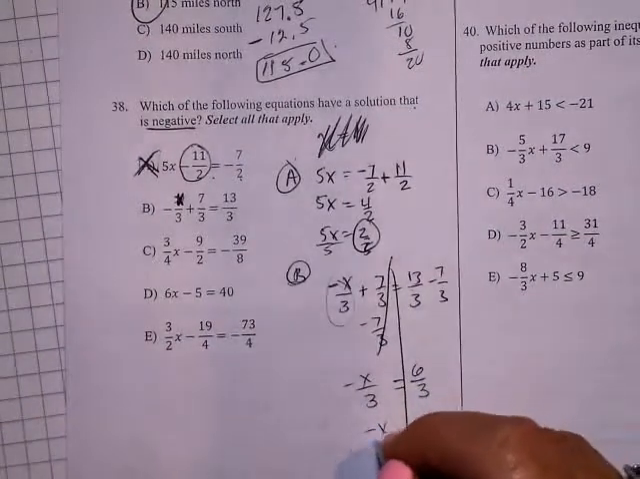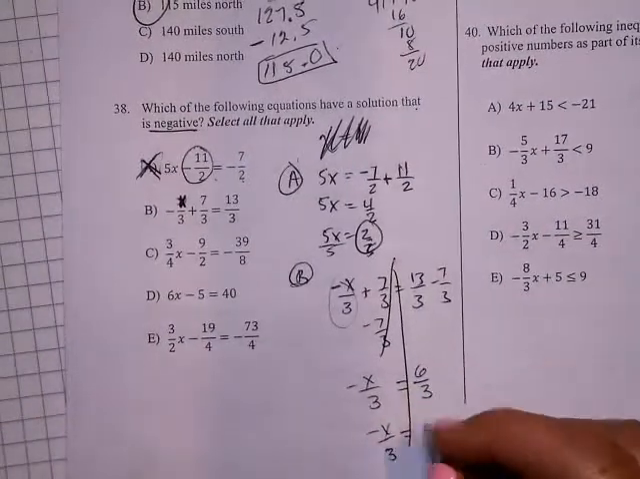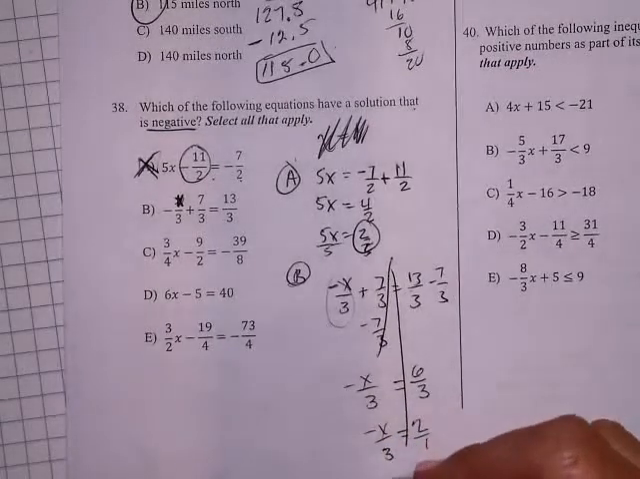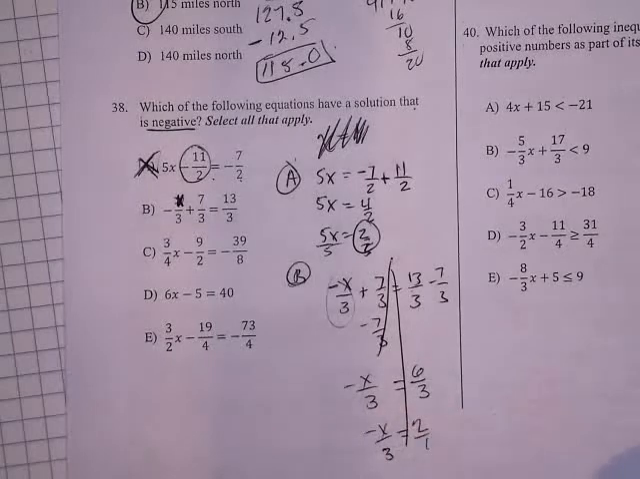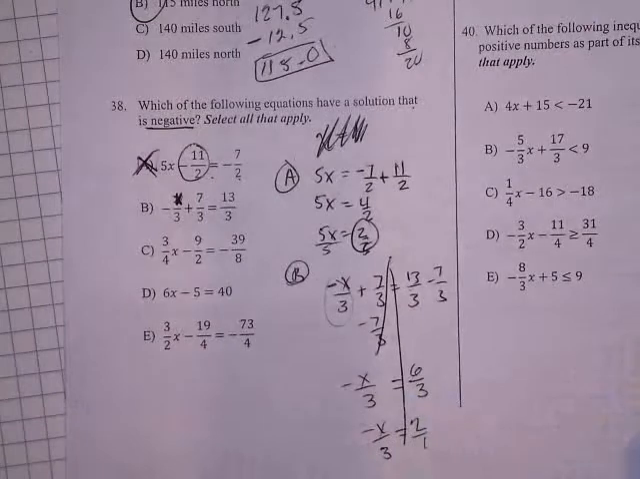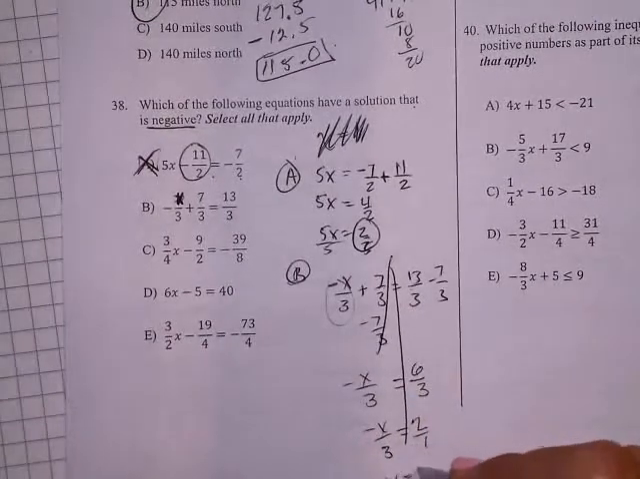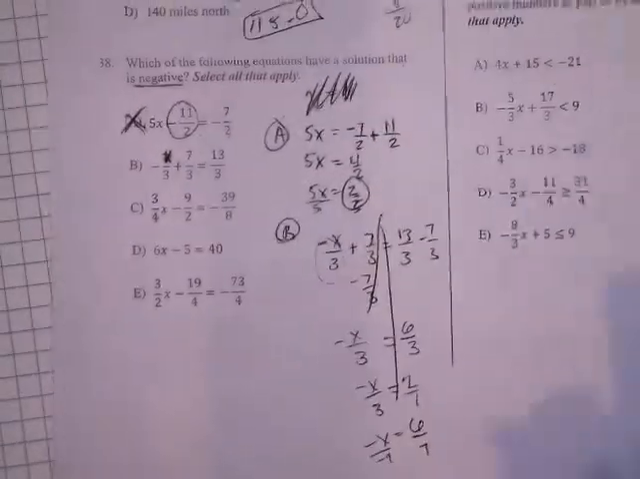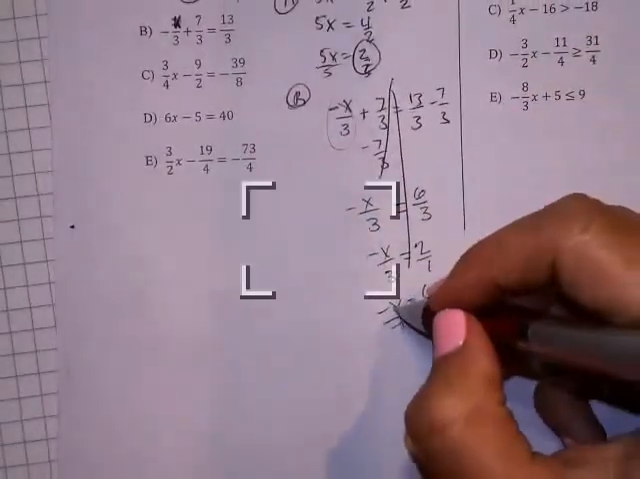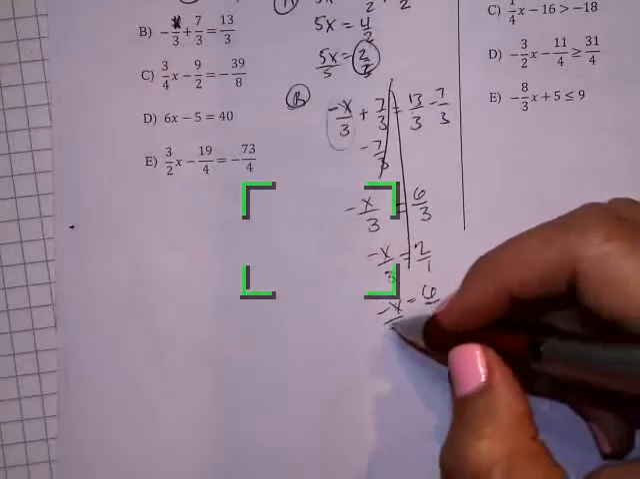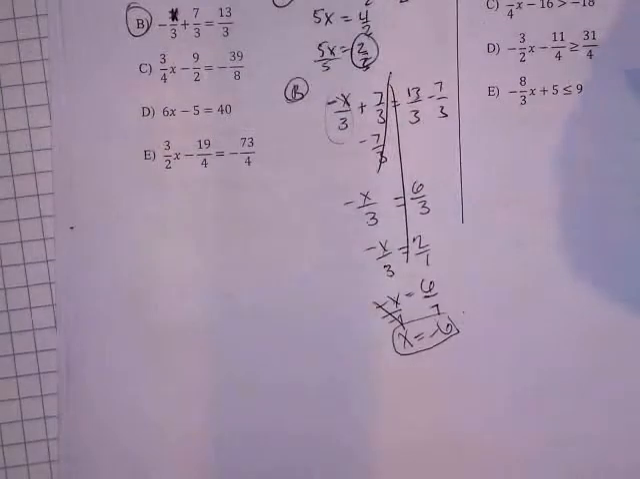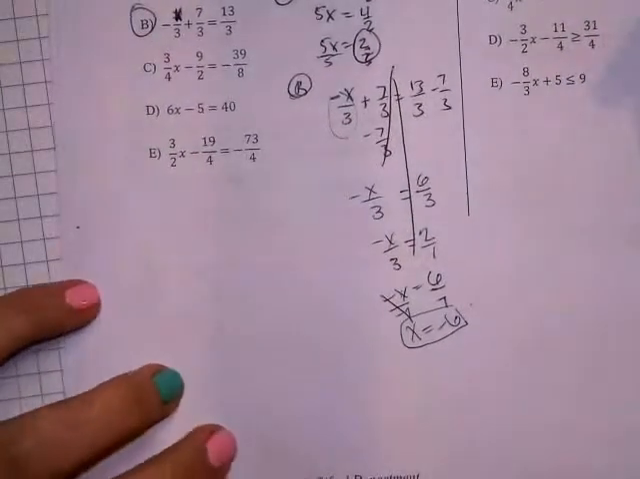Simplify this. Negative x over 3 is equal to 2 over 1. If I cross multiply, my answer has got to be negative in any case. This has to be a negative answer. You have negative x is equal to 6 divided by negative 1 on both sides, because you need to have x by itself as a positive. x is equal to negative 6, which makes a negative solution. All right, letter C.